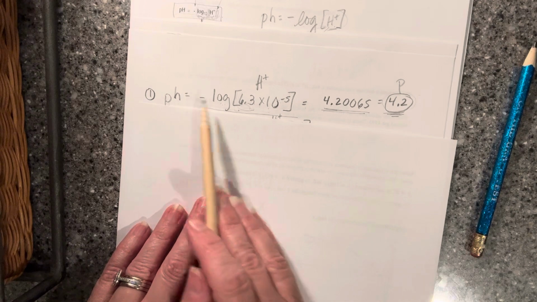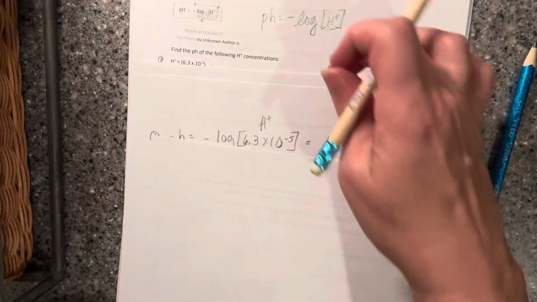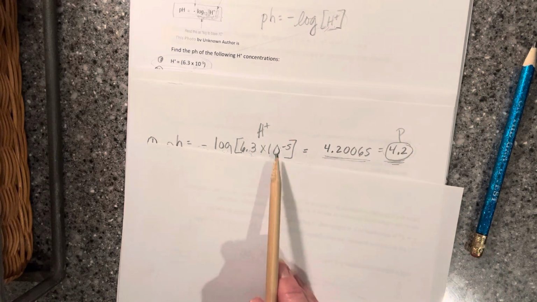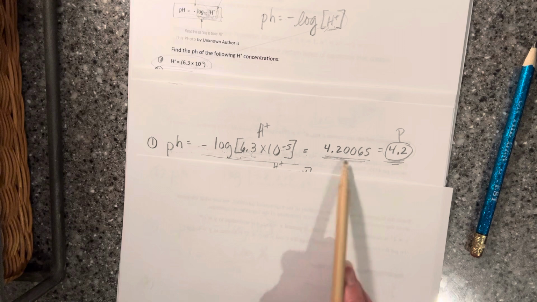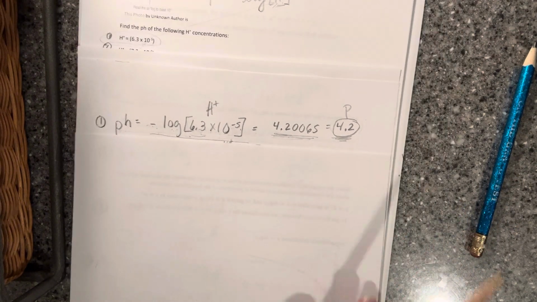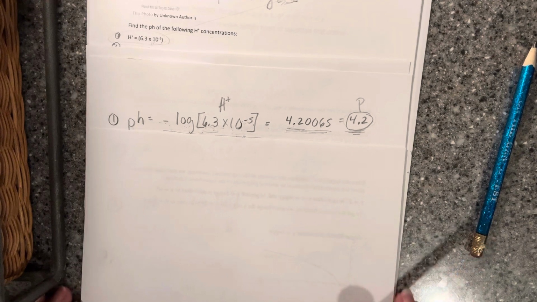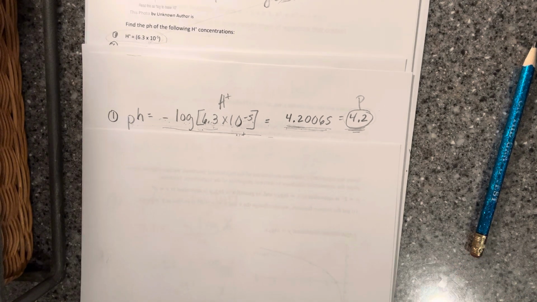So pH is the negative log. In this first example, you should have plugged in 6.3 times 10 to the negative fifth. Type that directly on your calculator. You should get this number, which rounds to 4.2, which falls between 1 and 14 as we would expect. That's how you know if something's off. Your number should be a reasonable pH number, so on the acidic side.